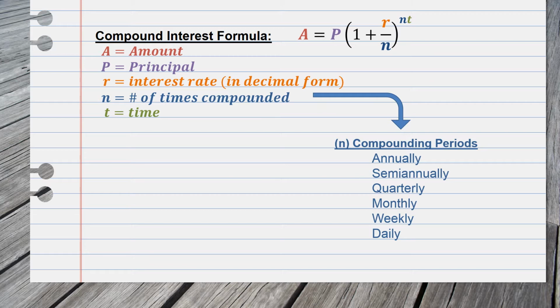Annually represents the number 1. Semi-annually represents 2. Quarterly, 4. Monthly, 12. Weekly, 52. And daily would be 365. So whenever you see one of these words, in its place, you would use the corresponding number. Let's look at an example.